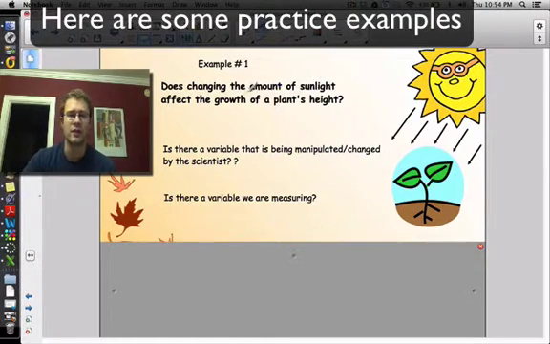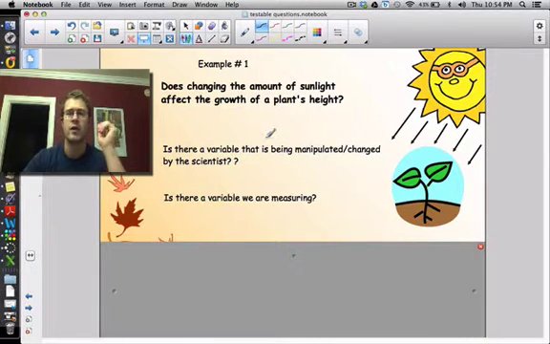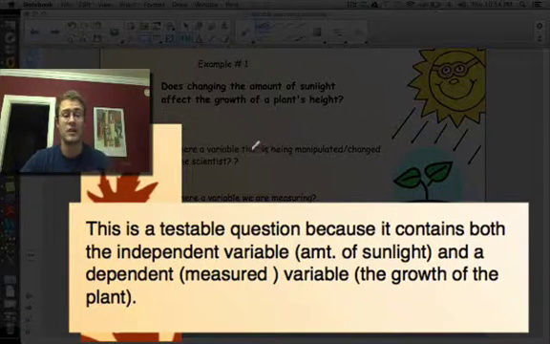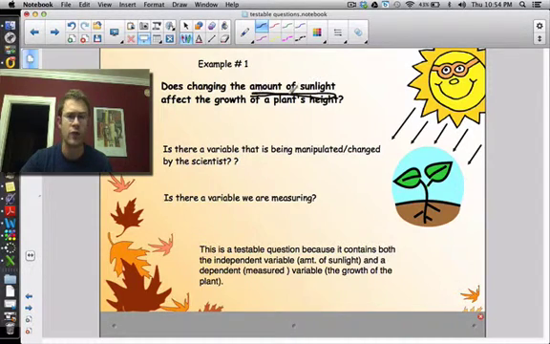Does changing the amount of sunlight affect the growth of a plant's height? Do I have a variable that's being changed? Okay, take a look at the question. Do I have a variable that's being measured? Okay, well, try to answer it, and then we're going to look at it now. Okay, this is a testable question because it contains both the independent variable, which is the amount of sunlight, so like the hours that I would put it outside, and it also has an observation that I'm looking at, the plant's height. I want to see how it grows throughout that time. So I have both parts, the independent and the dependent, so I'm going to label them I and D.